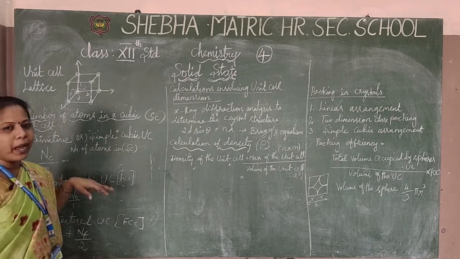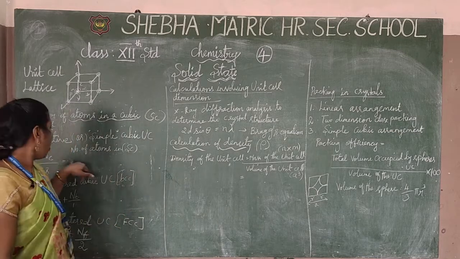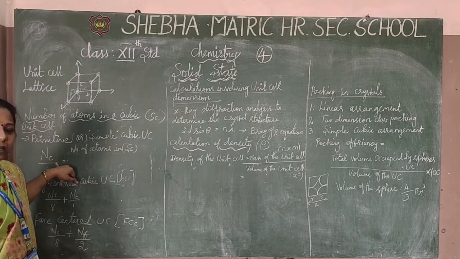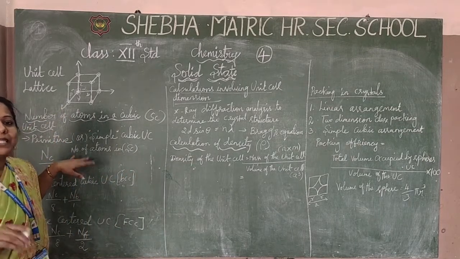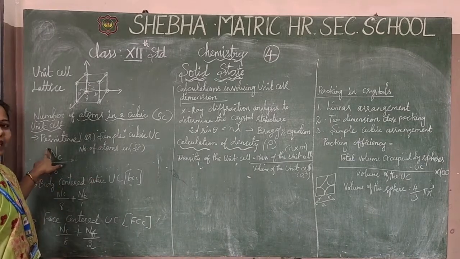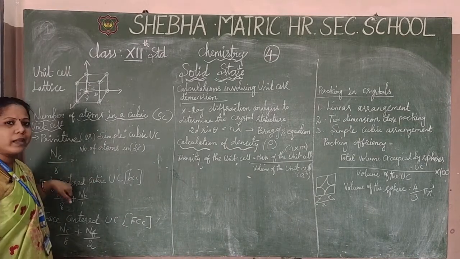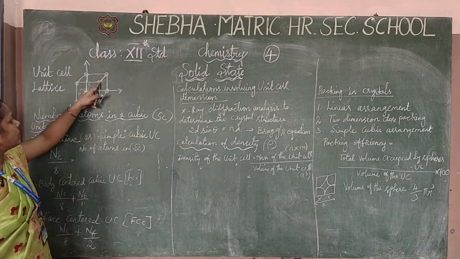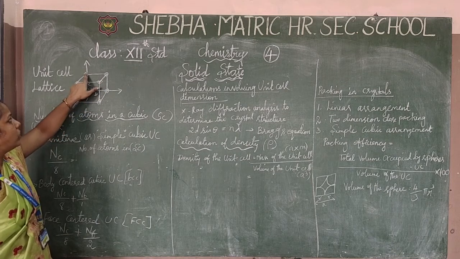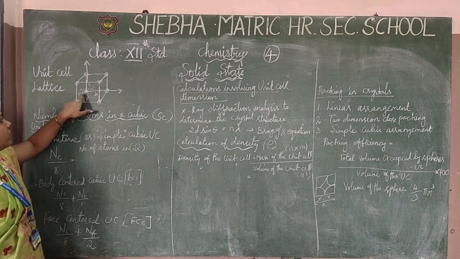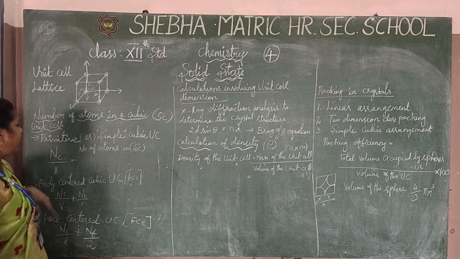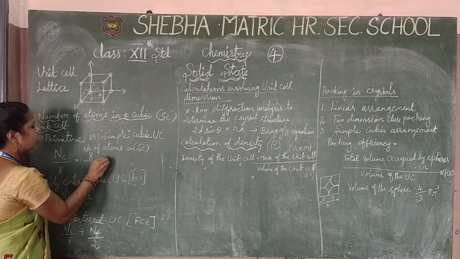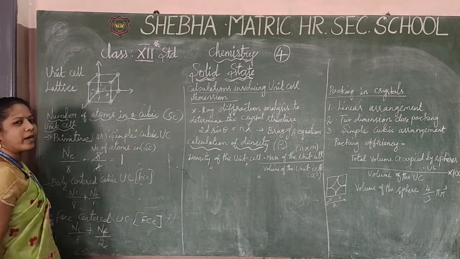It's NC by 8. NC means the number of atoms at the corners of the simple cubic unit cell. NC by the total number of corners, which is 8. So we have to count how many corners there are in the simple unit cell: 1, 2, 3, 4, 5, 6, 7, 8. So NC is 8, and the formula also has 8. When you simplify, you get only 1 atom.